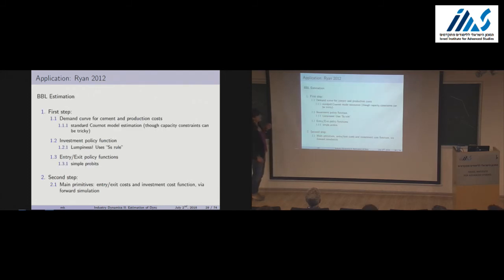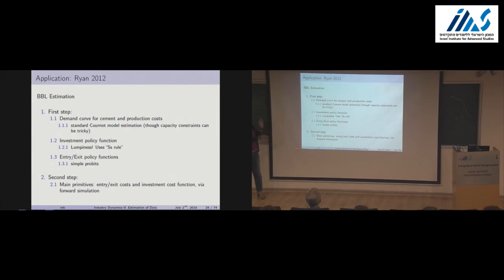Now, what's interesting, first overview of what he's going to do. So these are the 2 BBL steps. First step is going to be the following. Per period payoff first, okay? So he's going to get a demand curve for cement and estimate production costs. This is standard static Cournot. So, well, this is standard market demand curve.